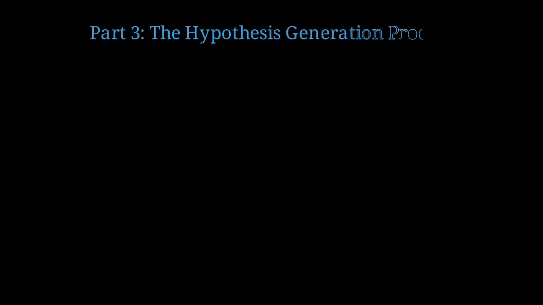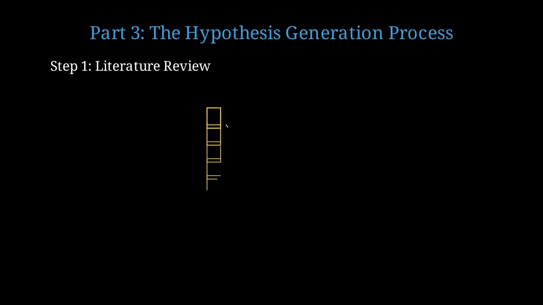Now let's walk through the systematic process of generating a hypothesis. Step 1 is conducting a thorough literature review to understand existing knowledge. You gather multiple papers, synthesize their findings, and identify gaps where your hypothesis can contribute new knowledge.